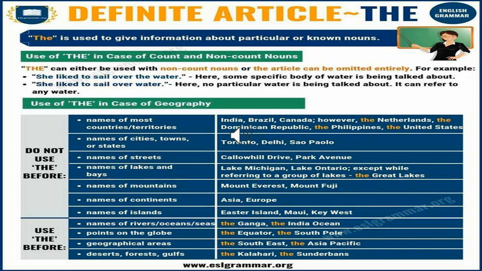Use of "the" in case of count and non-count nouns. The article can either be used with non-count nouns or it can be omitted totally. For example, she liked to sail over the water. You can see here "the water", some specific, particular body of water is told. She liked to sail over water. Here you can see that no article is used. So it means no particular water is being talked about here.